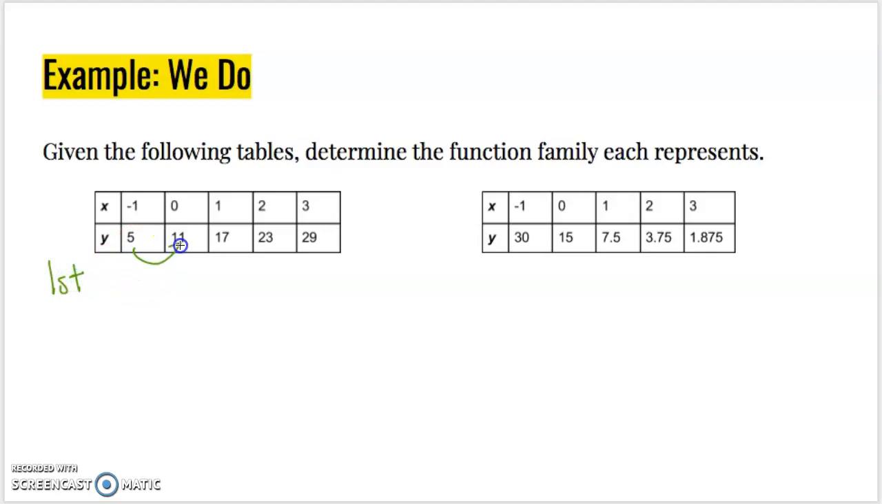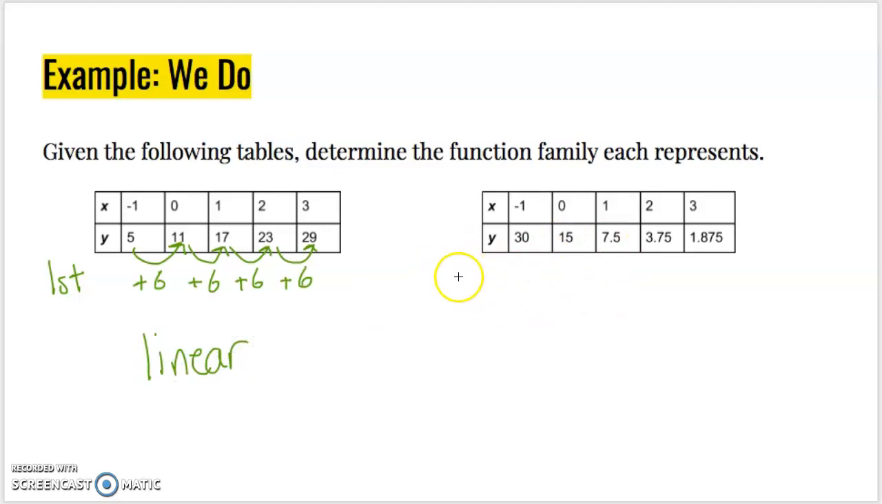To get from 5 to 11, because I'm looking at my y values now, I would have to add 6. And then from 11 to 17, I have to add 6. 17 to 23, plus 6. And 23 to 29, plus 6. Okay, so those are all the same. So I have what we call a common first difference, which means this table represents a linear function.